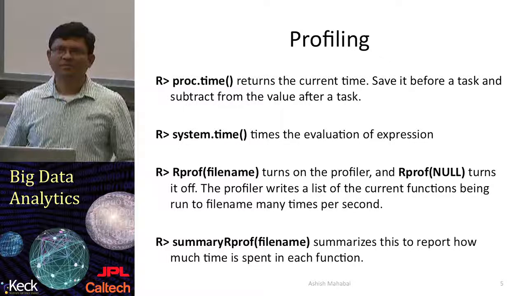So Rprof takes a file name as an argument, and in that file it is going to put all kinds of information about what processes are being run. And when it is time to stop it, you give the null argument to Rprof and run it again. So the file will then contain all of the things that R has done in between.